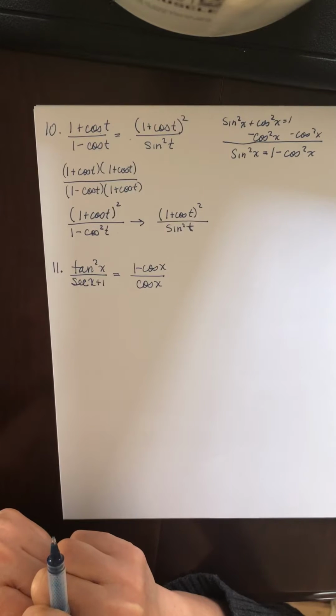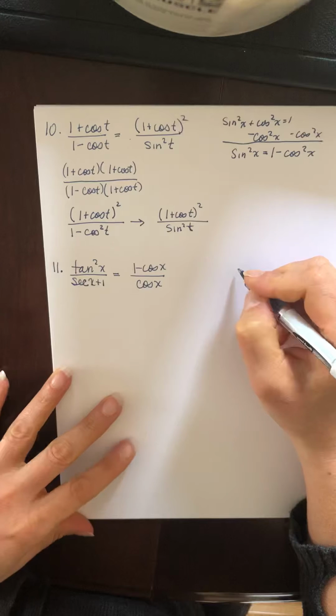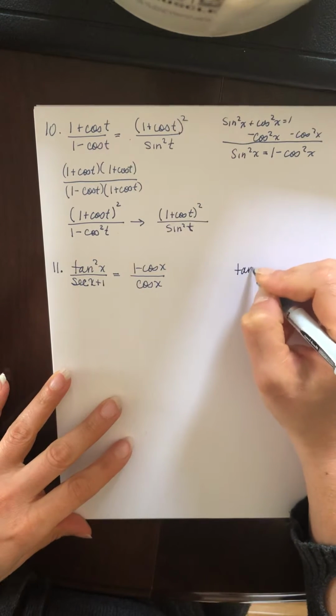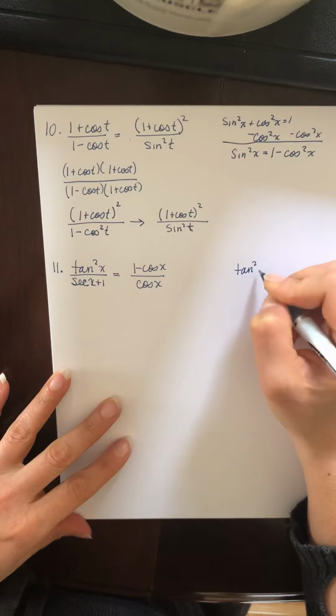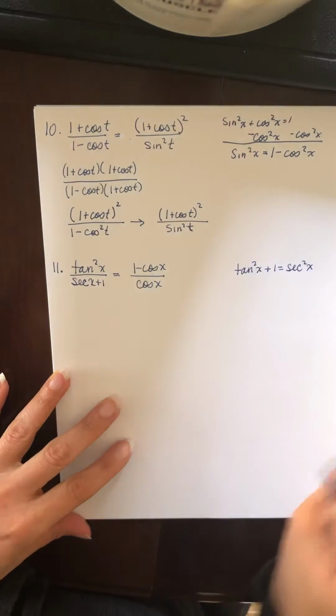Going back to our Pythagorean identities. So we know our sine squared plus cosine squared equals 1. The other one that we have 3, remember. Another one that we have is tangent squared x plus 1 is equal to secant squared x.